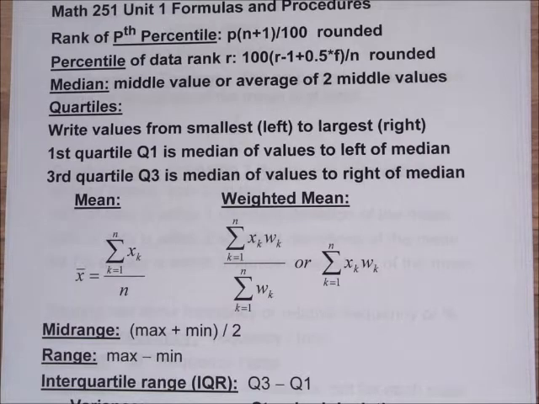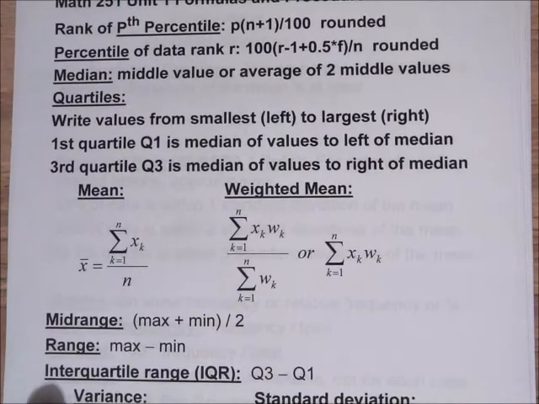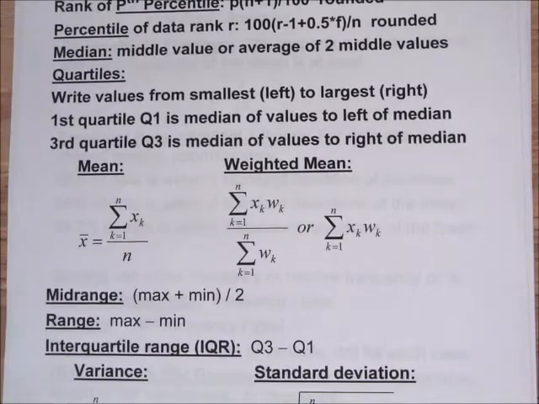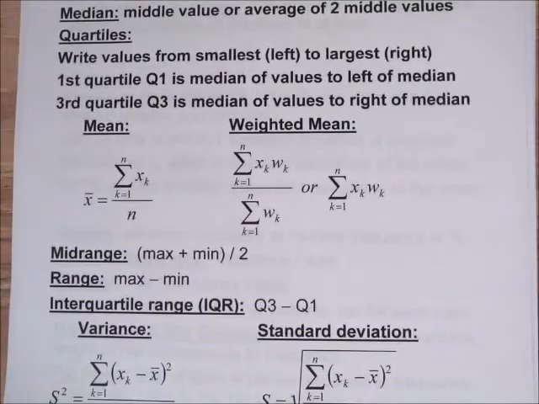The first quartile would be the median of the values to the left of the median, and the third quartile is the median of the values to the right of the median. Usually left of the median would be less than the median, or it could be equal to the median in some cases. To the right of the median, if you're putting in order from smallest to largest, usually would be more than the median, or in some cases it might be equal to the median. And again, we'll go over some examples of that.